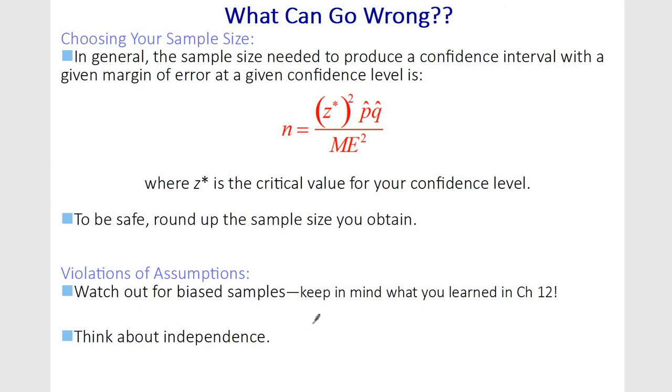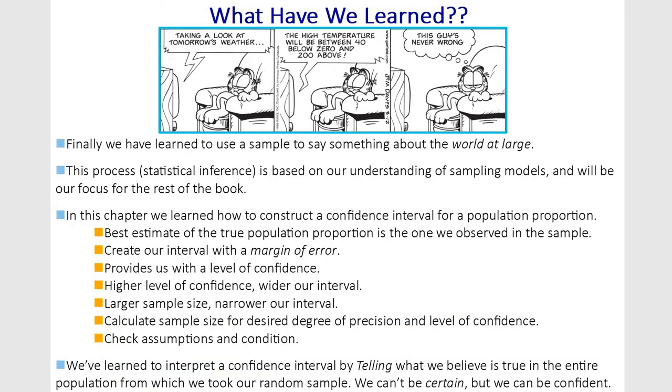Watch out for biased samples. Keep in mind what you learned in chapter 12 with all those biases in surveys, and always think about your independence. You need those assumptions to be good. All right, and this is what we've learned. This is just a recap of everything. One of my favorite cartoons. Hopefully this made sense. I will see you in class if it doesn't.